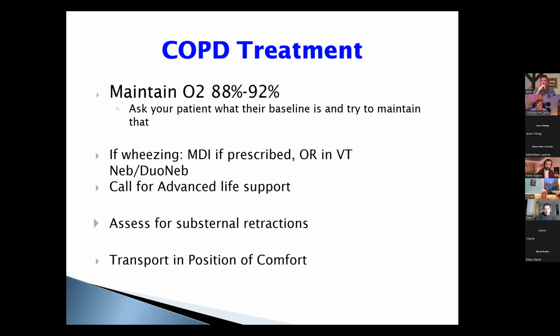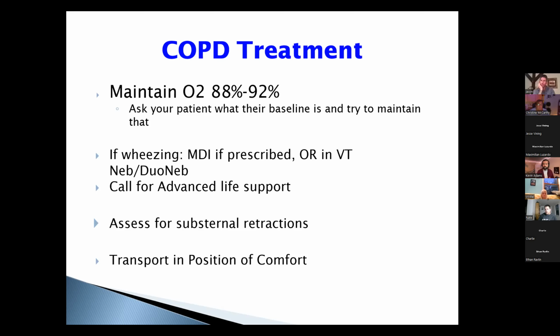If we were trying to force that oxygen up to 94, that is when the concern of the hypoxic drive kicks in, that we're giving them too much oxygen. But we want to maintain them around their baseline. But if their home oxygen isn't getting them to what they're normally at, we want to supplement some more.